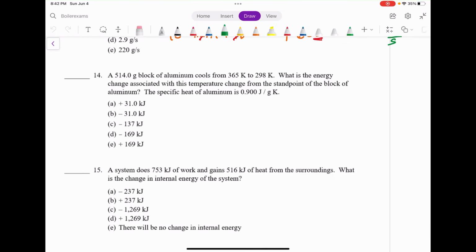14. A 514.0 gram block of aluminum cools from that temperature to that lower temperature. What is the energy change associated with this temperature change from the standpoint of the block? The block is our system.